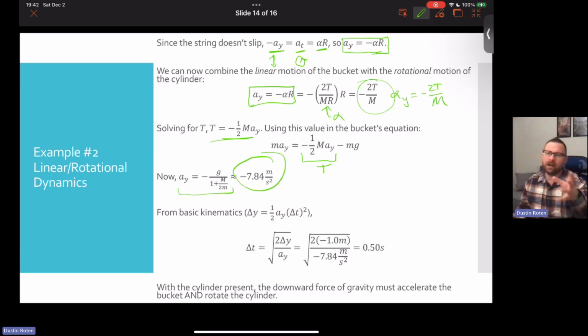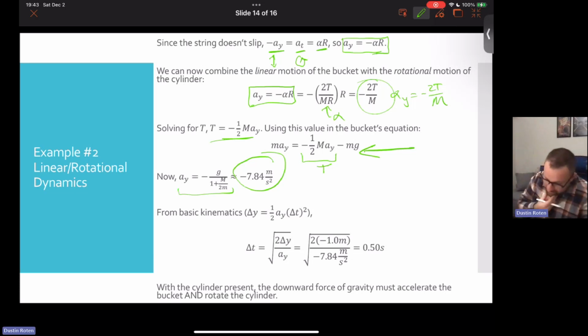Now that's a pretty complicated problem. There's a lot going on, but just be aware that sometimes you have to jump back and forth between the linear part and the rotational part until you can actually combine the two, and then you can solve for the variable that you're interested in.